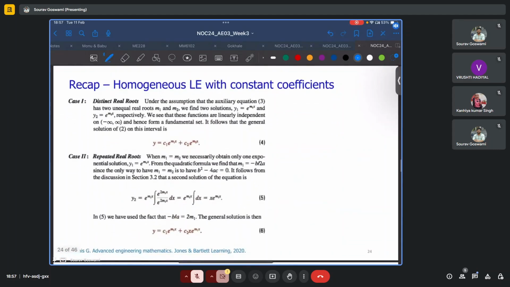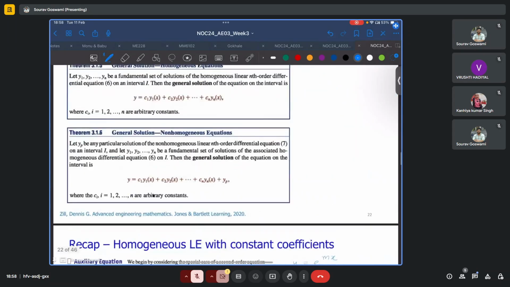If the roots are real and distinct, then the general solution will be of the form y equals c1 e power m1 x plus c2 e power m2 x. If the roots are real and repeated, we in fact have obtained only one exponential solution, which is y1 equals e power m1 x. And then, given that we already have one solution, we can follow the discussion for reduction of order to obtain the other in the form of y2 equals y1 times the integral of e power integral P(x) dx divided by y1 squared.